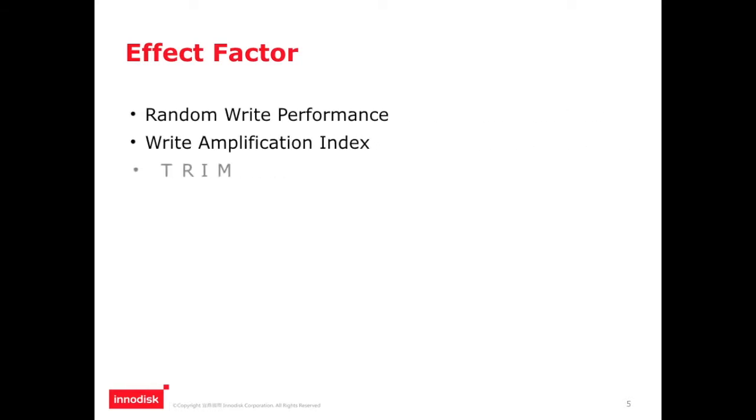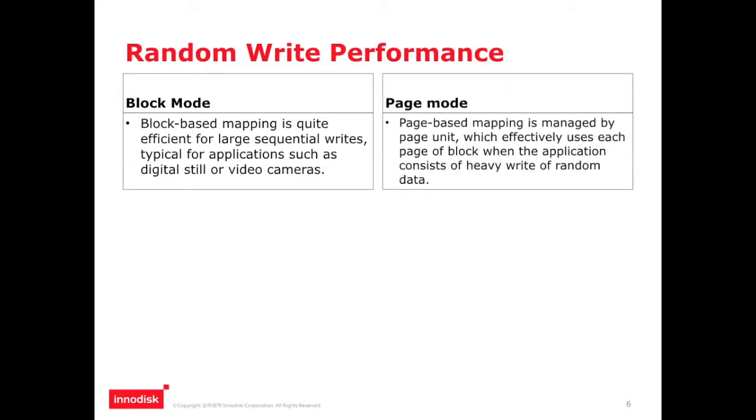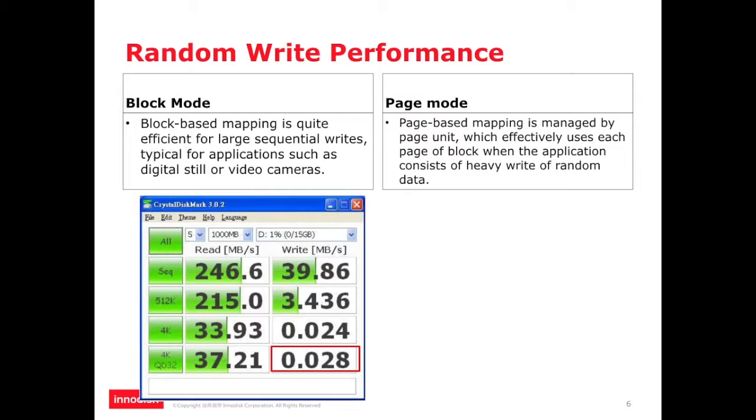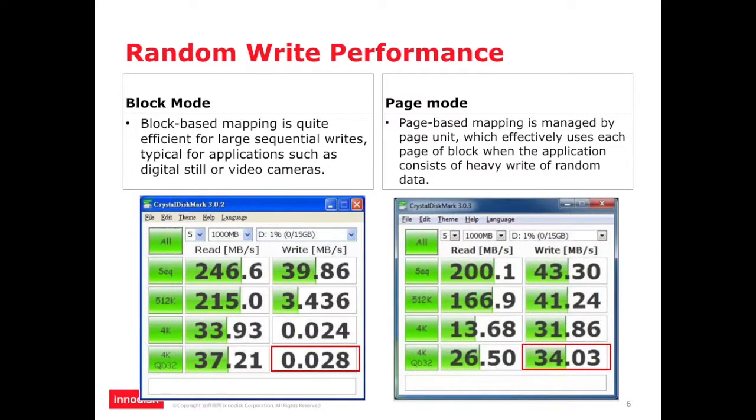Behavior between page mode and block mode are affected by the following factors: random write performance, write amplification index, trim, and NCQ. Due to the one-to-one allocation mapping approach for block mode, the random write for 4K file size is worse than page mode. And in the case of write amplification index or WAI, especially for small and random write accesses, WAI of block mode is bigger.